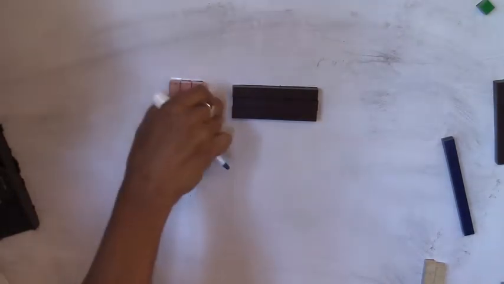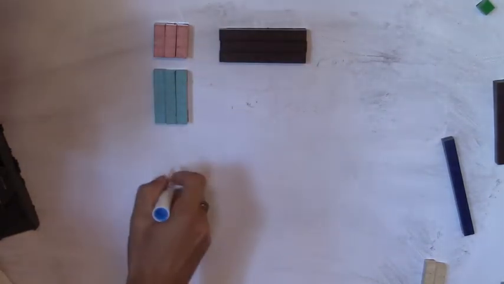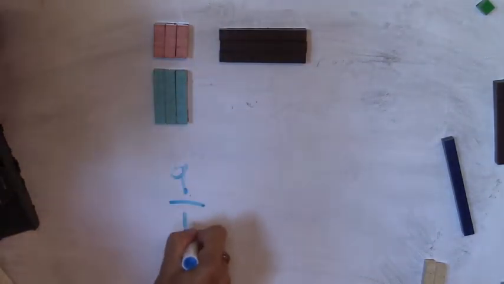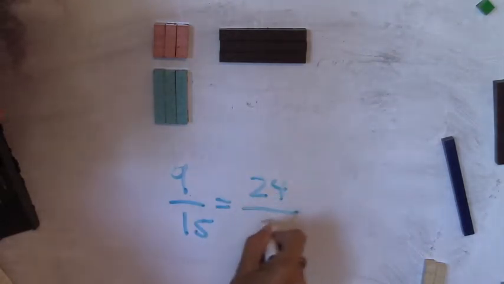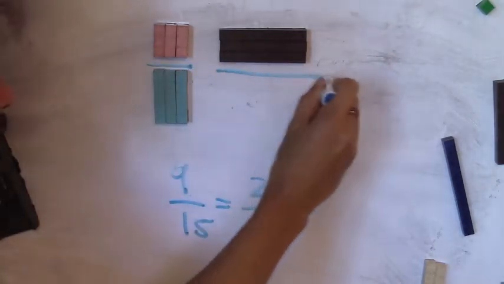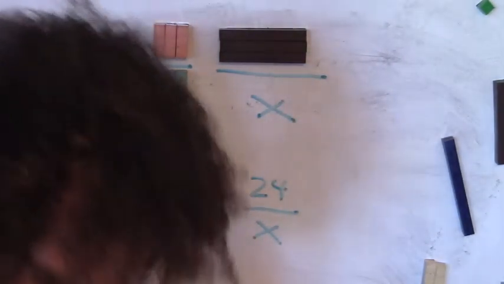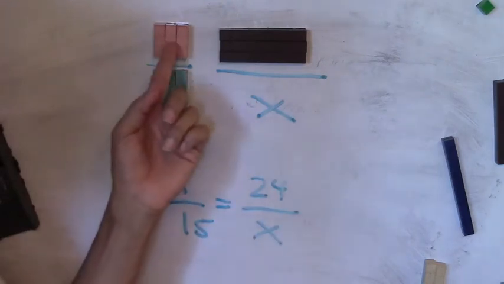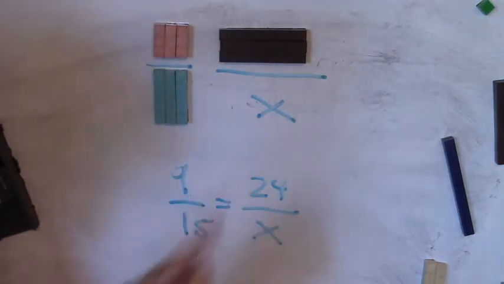Alright, so what we have here... Let's put it up some more. Alright, it's a little better. Alright, yeah, now you're echoing. Alright, give me the answer. Nine is to 15 as 24 is to what?